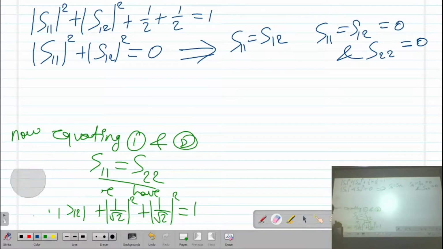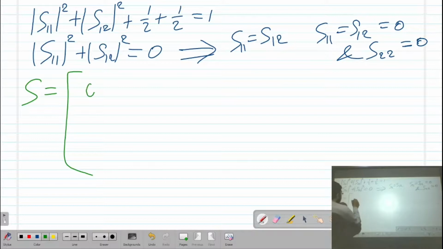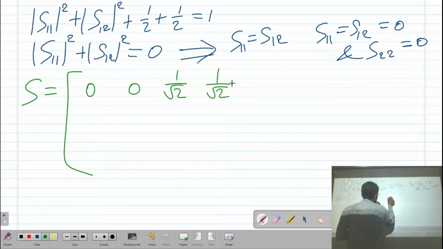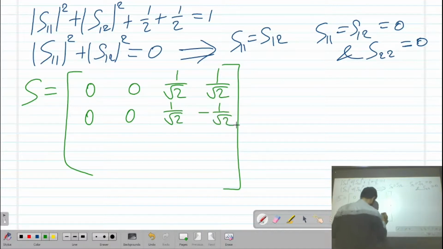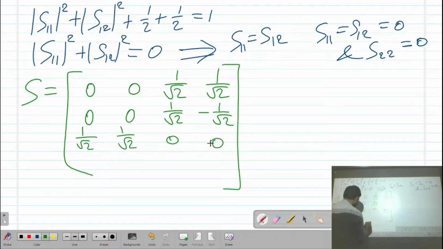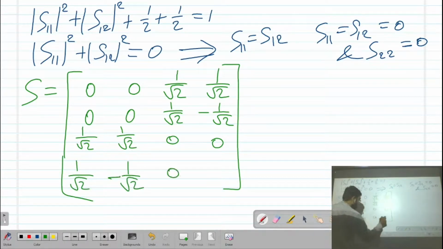Now, forming the total scattering matrix, we will get S is equal to: 0, 0, 1 by root 2, 1 by root 2; then 0, 0, 1 by root 2, minus 1 by root 2; then 1 by root 2, 1 by root 2, 0, 0; and 1 by root 2, minus 1 by root 2, 0, 0.